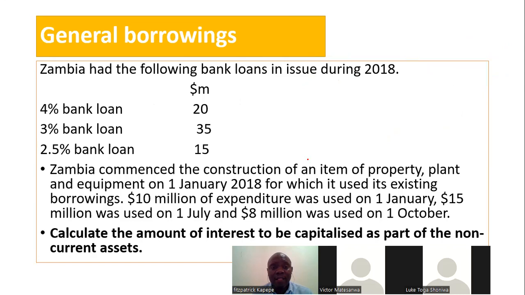So the second thing here now, this is a scenario that I was explaining. You have three different types of loans. So let me just read it out. Zambia had the following bank loans in issue during 2018. A 4% bank loan, they got 20 million. Then they got a 35 million loan, which had a much lower interest rate of 3%. They also got a 15 million loan, which had an interest charge of 2.5%.